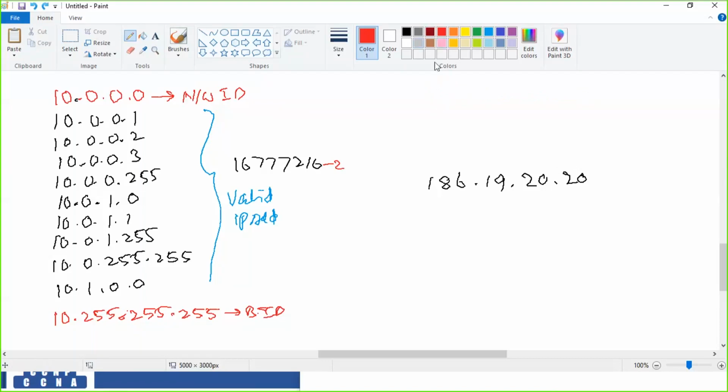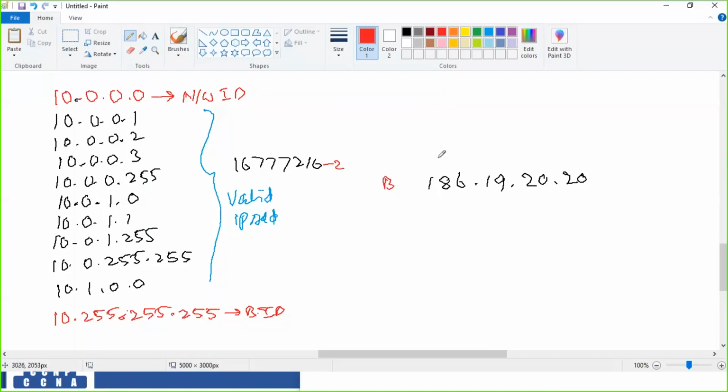Because this IP belongs to class B. Correct. So before identifying a network ID and broadcast ID, first identify which class this IP belongs to. So which class does this IP belong to? Class B. Remember class B network portion and host portion? Tell me.